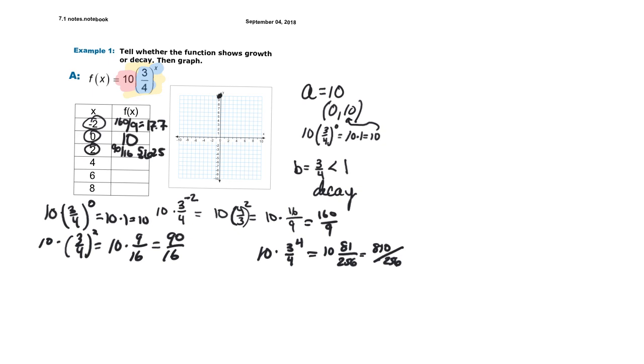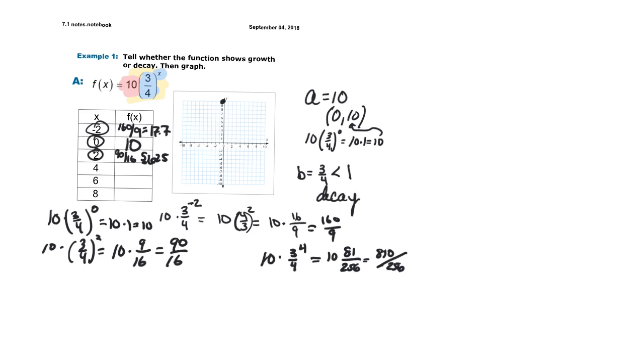All right, so we keep going. We had the 810 over 256. Okay. That's going to give us about 3.16. Okay. That's probably good enough for right now. So let's focus in on the graph now.